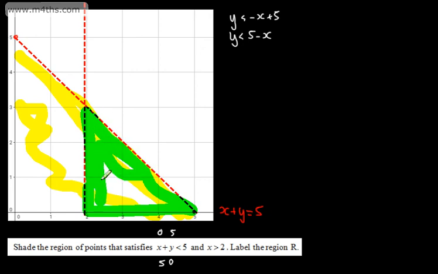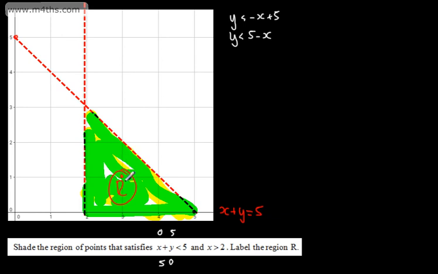So what we would have to do at this stage is now get rid of the yellow that is lying to the left of this line. It satisfies one but doesn't satisfy both. It must satisfy both. And again, if you want, you can test a point and label that region R. So it's in here. I'll put it on as R. And test a point that you want.